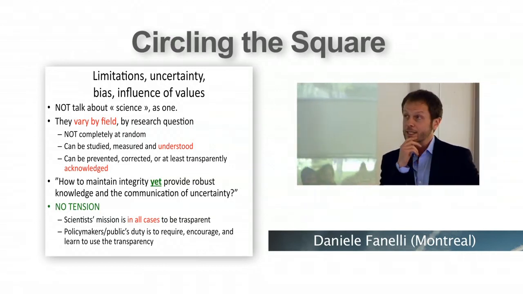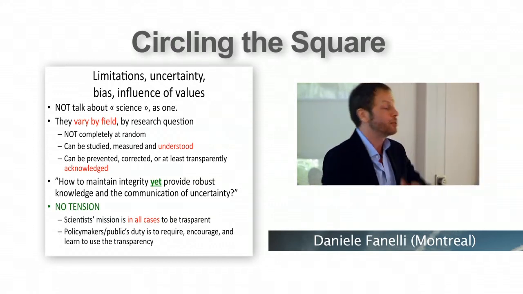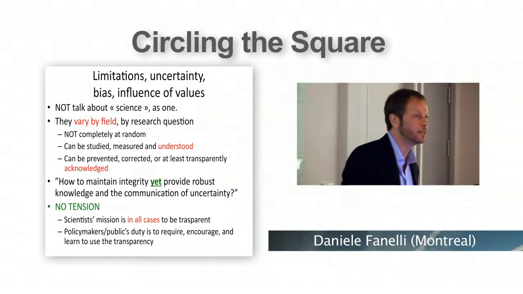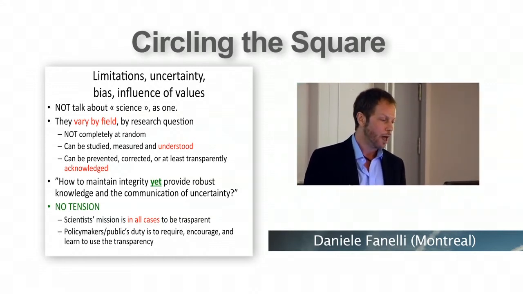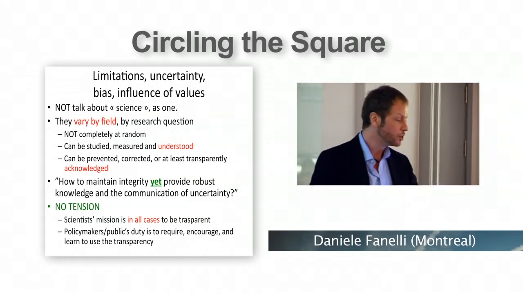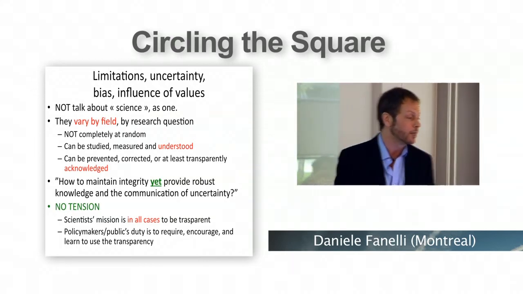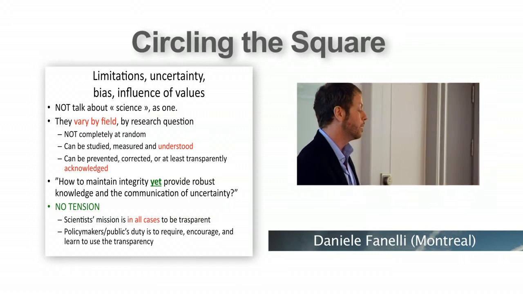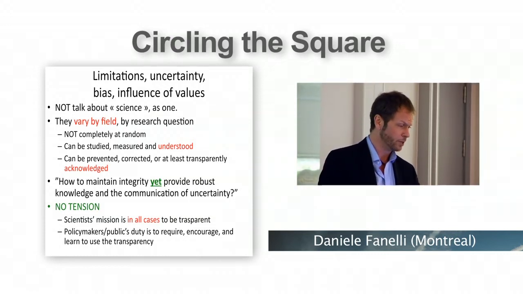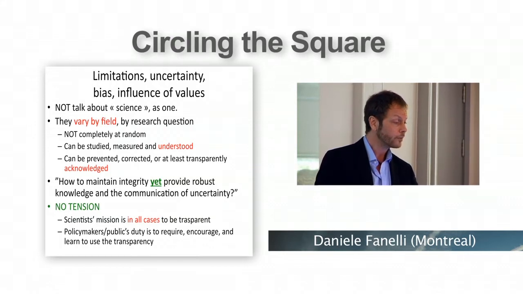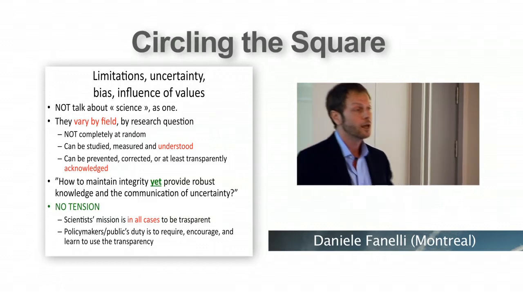Well, I think a lot of people still talk about them, about science, okay? Maybe you have a case study and then you make a point about how science and technology should address these issues. And I think that's basically where the mistake starts, because it's logical and empirically suggested that they vary by field, that is to say by research question. And it's not a variation that is completely random. It's something that can be studied, can be measured, and can be understood.